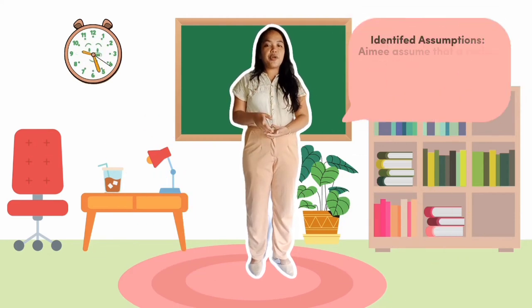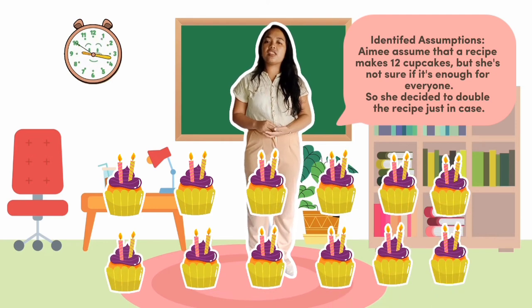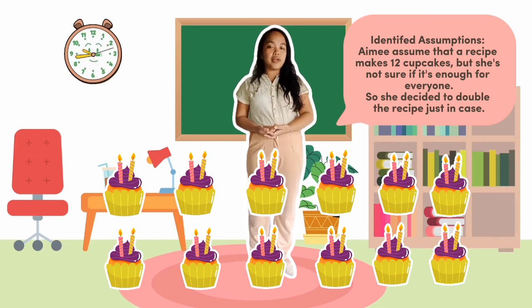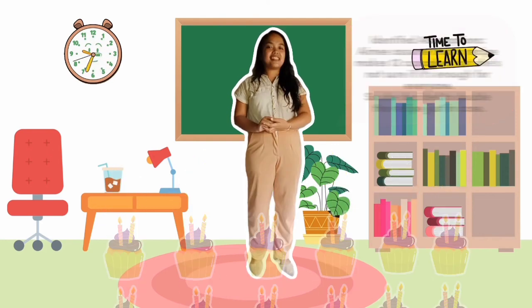For the next scenario, Amy assumed that a recipe makes 12 cupcakes, but she's not sure if it's enough for everyone. So she decided to double the recipe just in case.